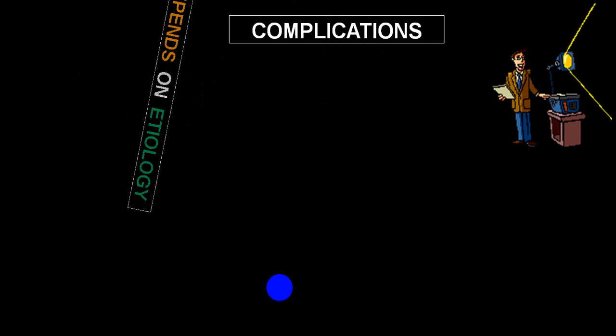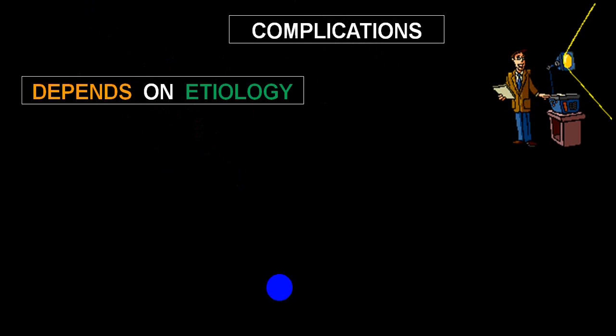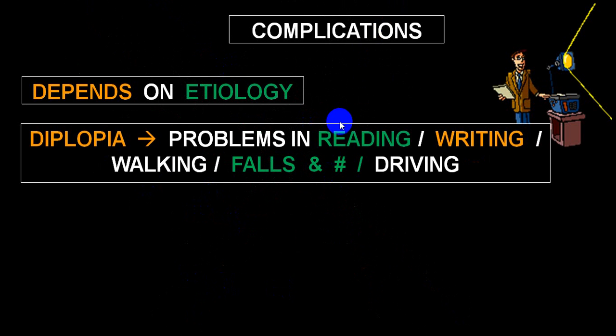Now diplopia is a symptom, so complication will depend upon the basic etiology. Because of diplopia, the person finds difficulty in reading, difficulty in writing, even while walking, particularly while climbing down or climbing up the staircase, or even while driving. And because of difficulty in vision, because of dual vision, the person will have a good number of falls and may have fractures also.